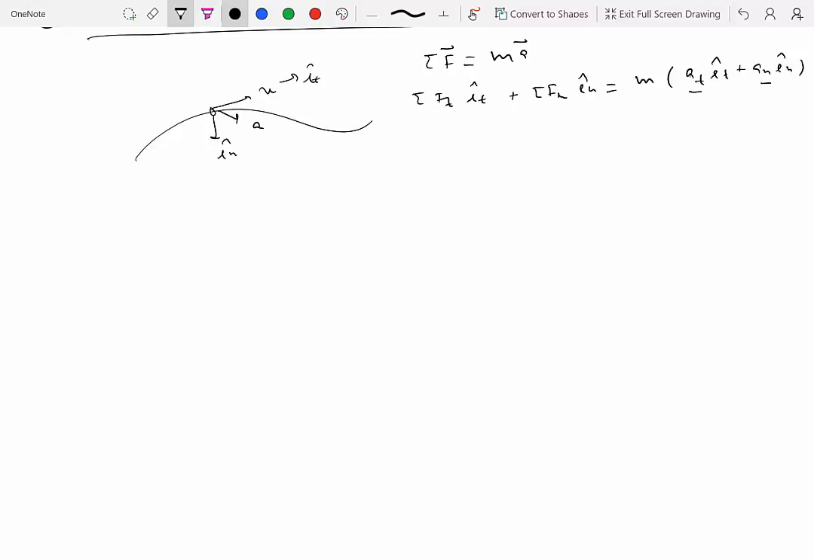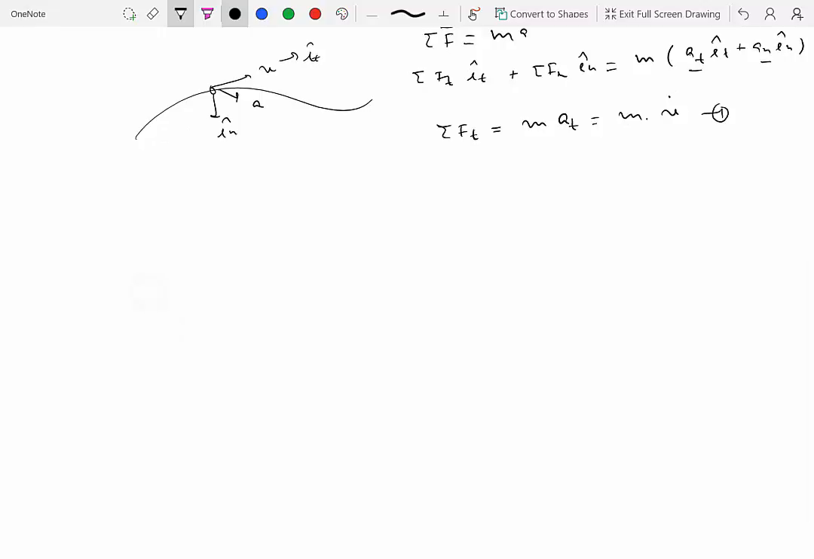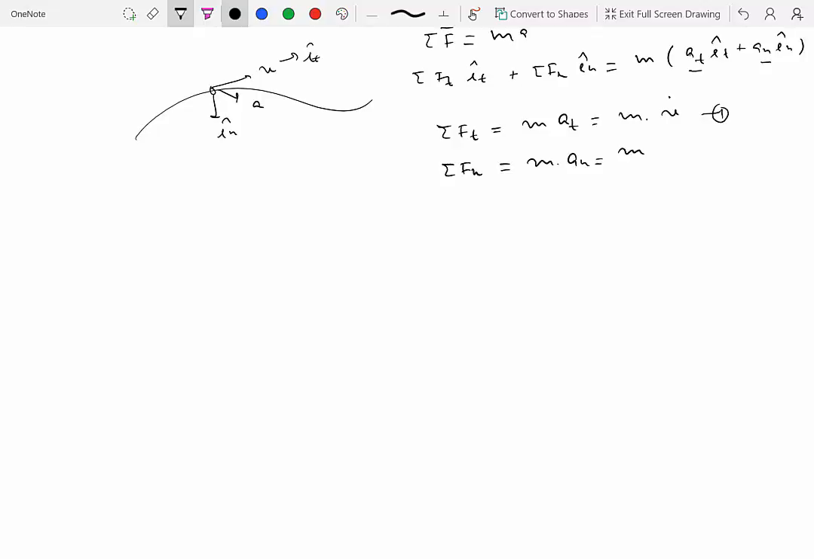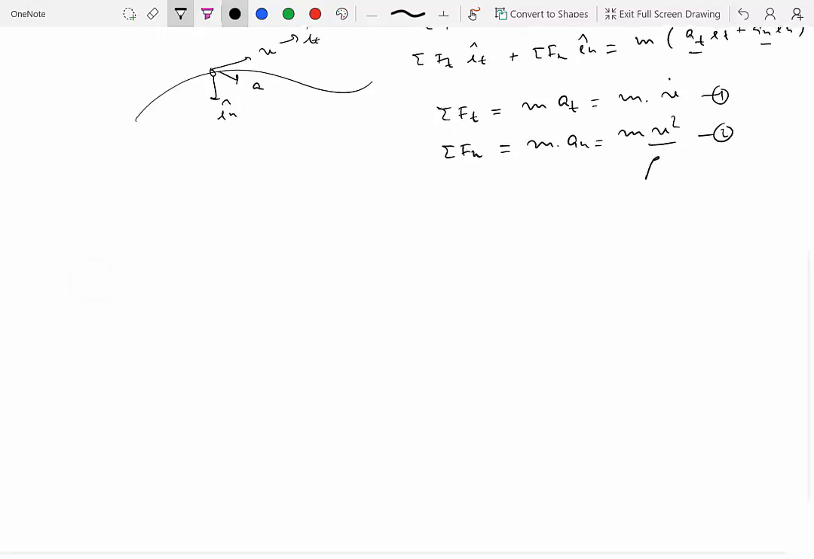Again, this is a vector equation, so we will resolve it, and this would become sigma ft equal to m at, which is m times v dot. That's equation number 1. Then along the normal direction we have sigma fn equal to m times an, and that is equal to m v squared over rho. So those would be the two scalar equations that you would have for the tangent normal coordinate system. Again, you have two equations, so you can solve for at most two unknowns.